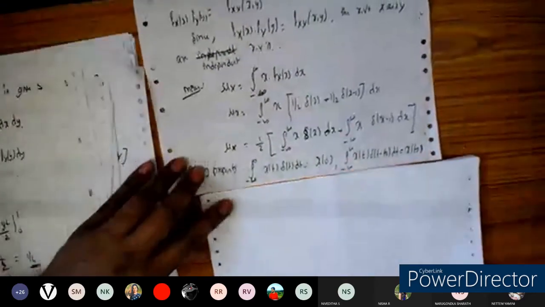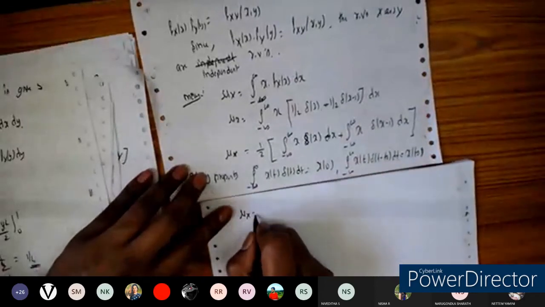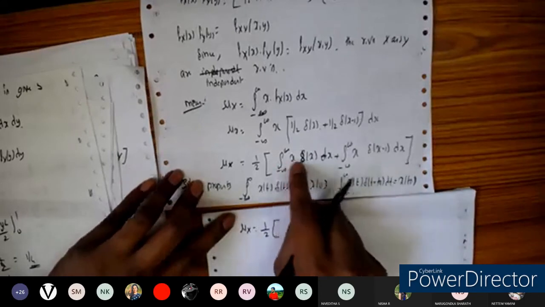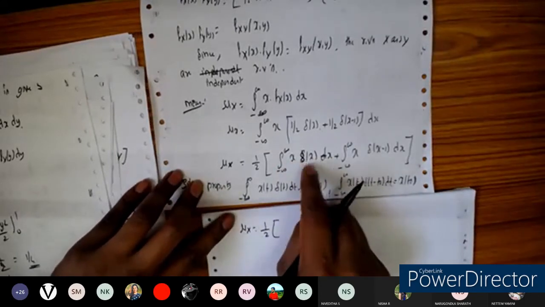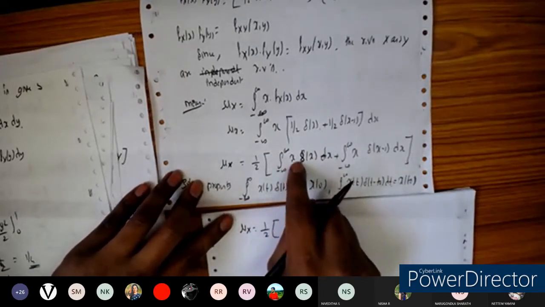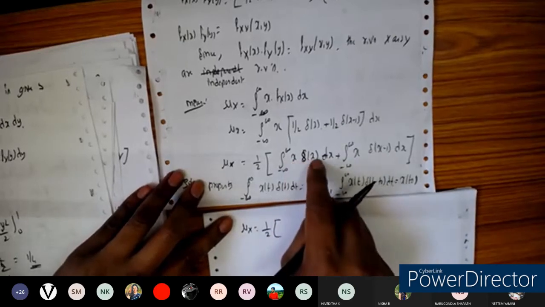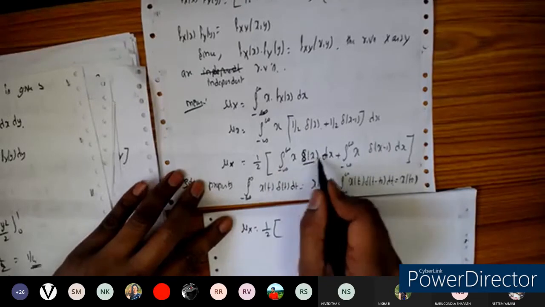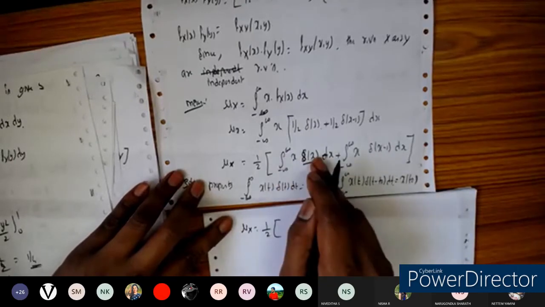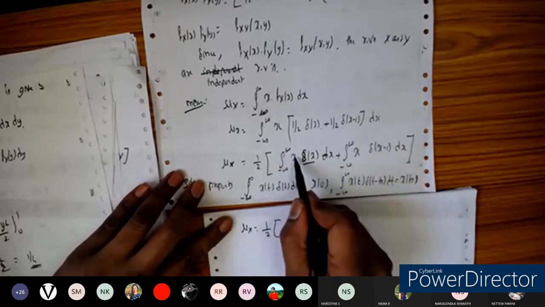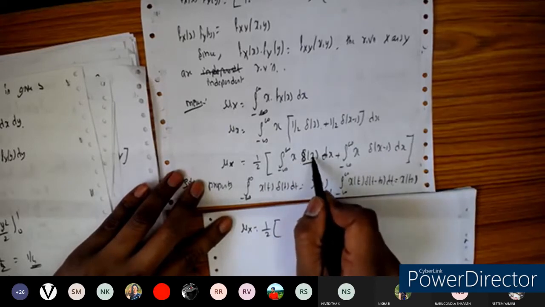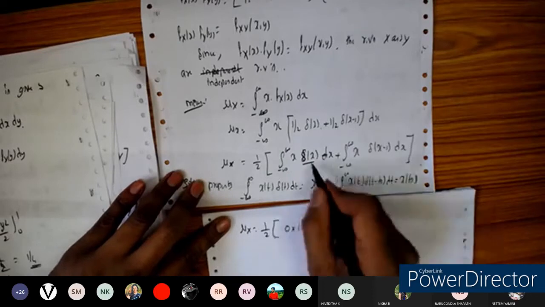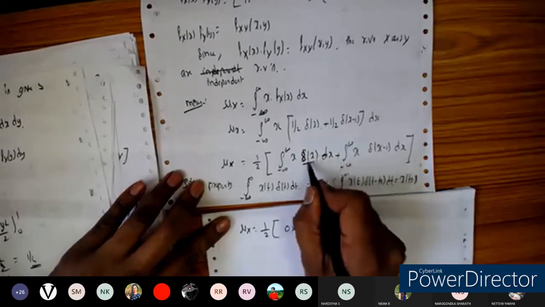Now I'm going to apply the same concept here. The mean of x is equal to 1 by 2 times the integral of x into delta of x. In place of x of t, we have the single random variable x here. We know delta of x is equal to 1 at x is equal to 0, so 0 multiplied by 1 will come here.